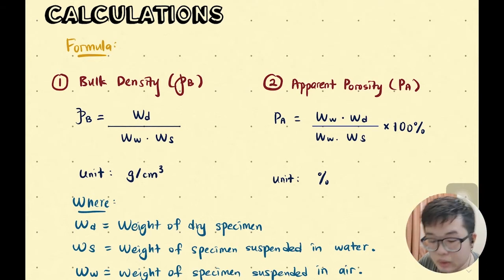So that's the first formula. The second formula is going to be apparent porosity, PA. The PA is equal to the difference of WW and WD divided by the difference of WW and WS, times 100%. Of course, the unit for this is percent.